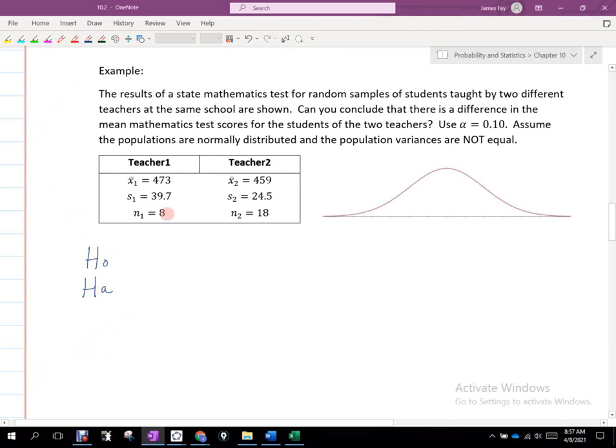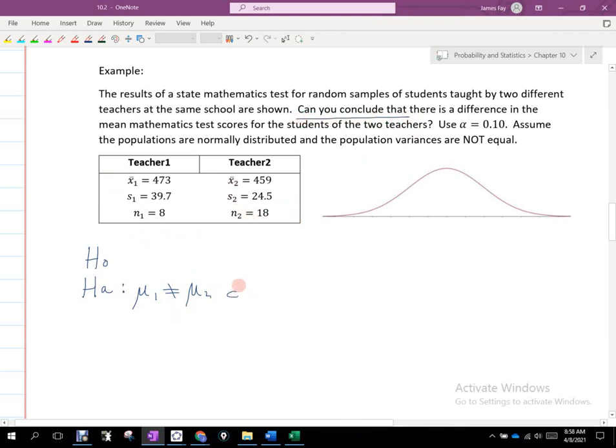It says, can you conclude that there is a difference in the mean mathematics test scores? So I don't care to determine whether teacher 1 or teacher 2 is better right now. I just want to say, are they different? So I'm just going to say mu1 is not the same as mu2. If I wanted to say whether one was better or not, I'd say mu1 less than mu2 or mu1 greater than mu2. Does that make sense?